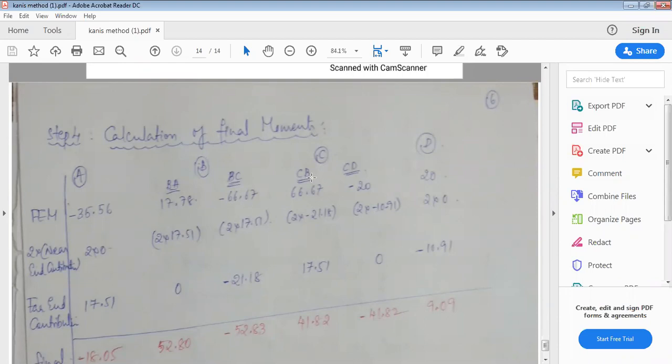Similarly for CB and CD. See, 66.67 plus twice of near end rotation contribution, it will be 21.18. And far end contribution is 17.51 for CB. For CD, it will be 0.